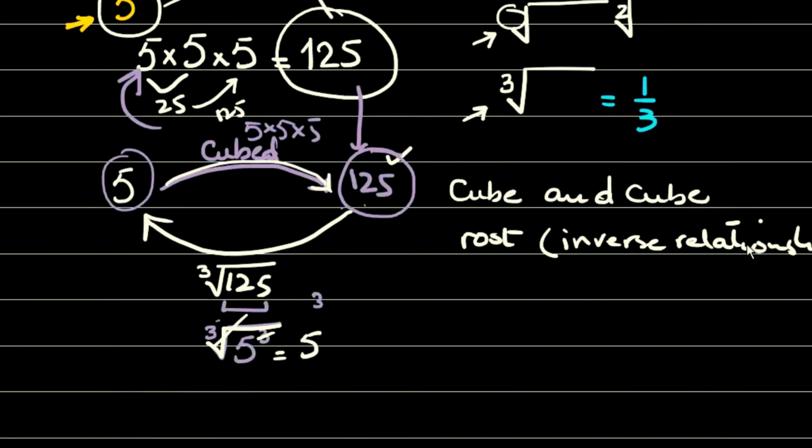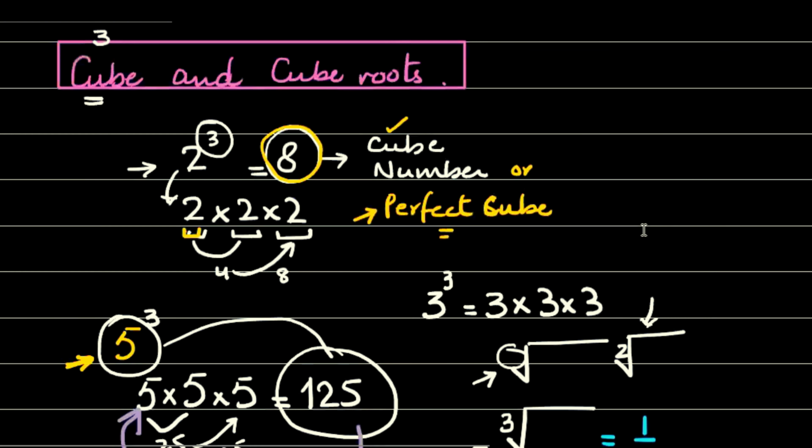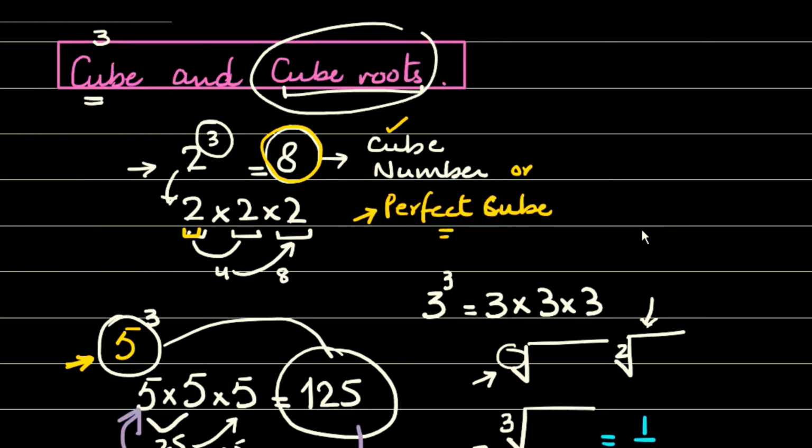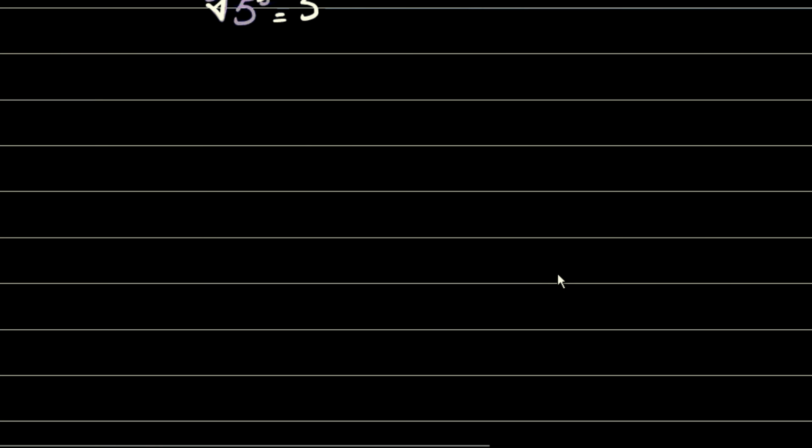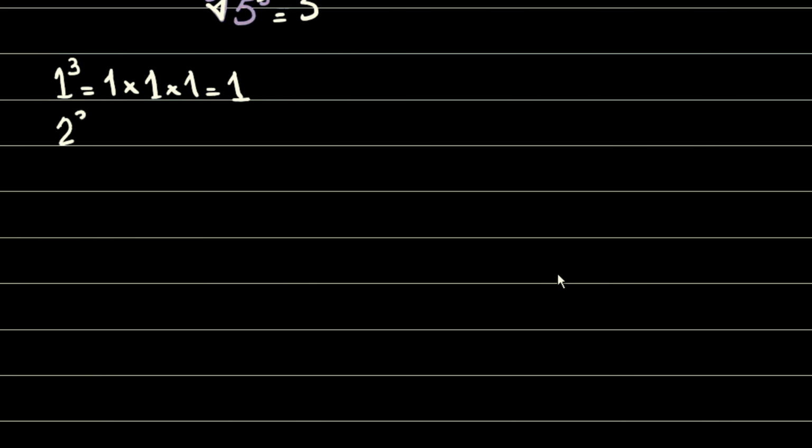Now we will understand how we can find the cube roots with different methods. Before that, we need to memorize a few cube numbers. Let me write 1 cubed: 1 times 1 times 1. You should remember at least 10 cube numbers.